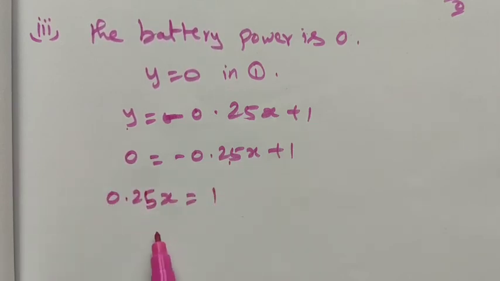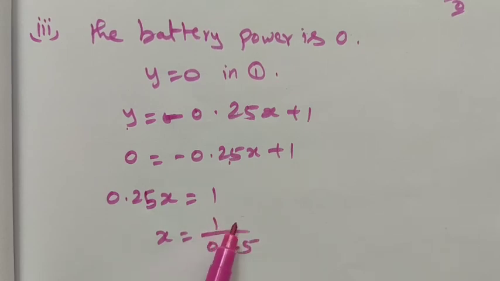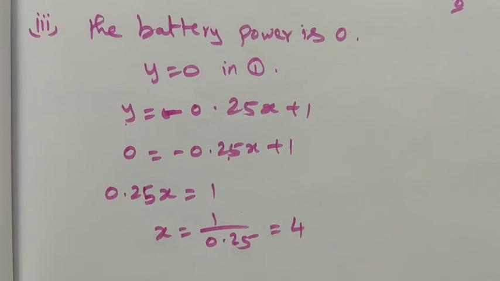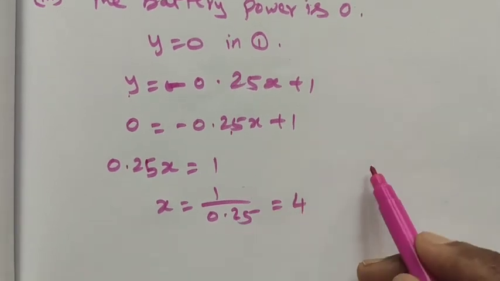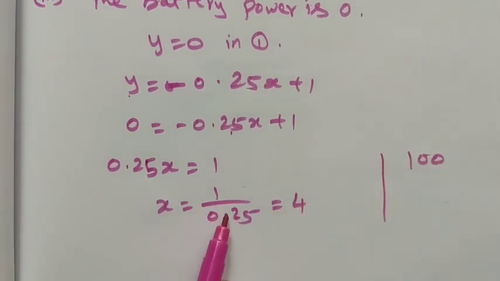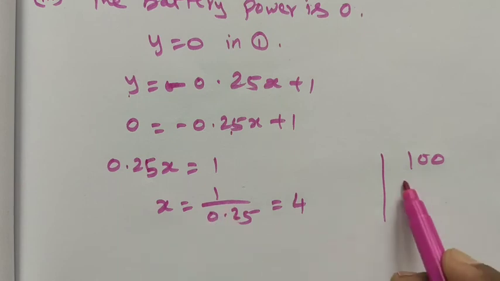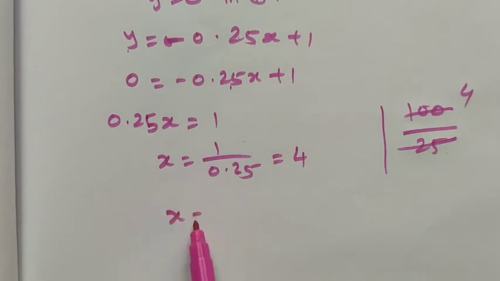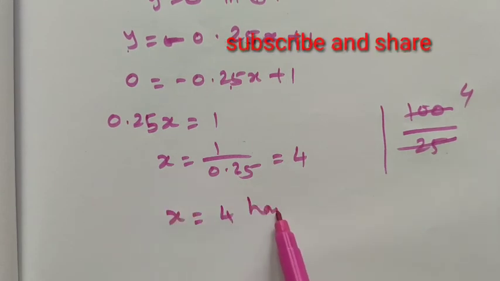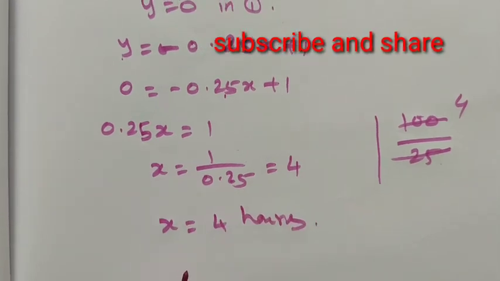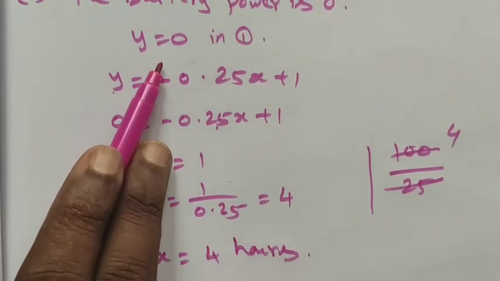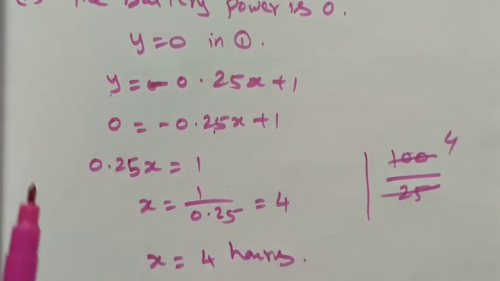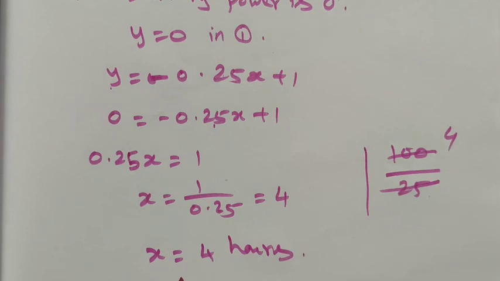Minus value turns to plus value, then x is equal to 1 divided by 0.25. With 2 decimal places, 100 divided by 25 is equal to 4, right? If you want this 100, with 2 decimal places you have to multiply and divide by 100, right? And then 25 ones are 25, 25 fours are 100. So x is equal to 4 hours. If you want to empty the battery, that is 0%, you must use it for 4 hours to empty the battery.